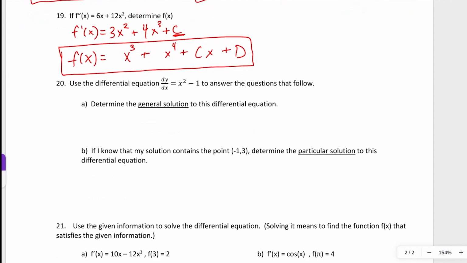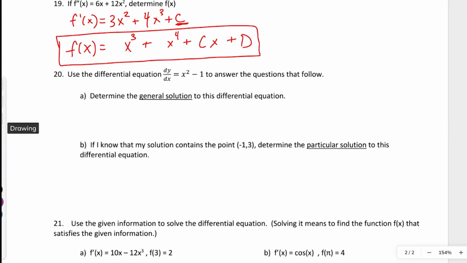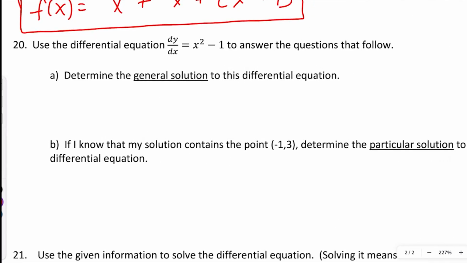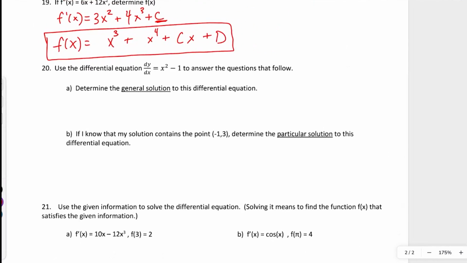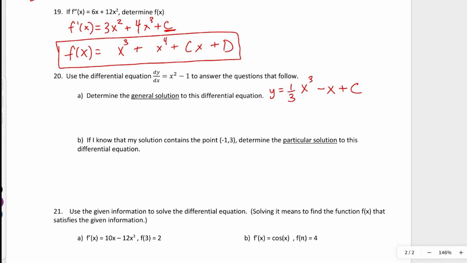Number 20 says, use the differential equation to answer the questions that follow. First, find the general solution to the differential equation. So that means we are just going to find y. So y is going to be x cubed times 1/3 minus x plus c. There's really nothing else to talk about there. We've done a bunch of these at this point.